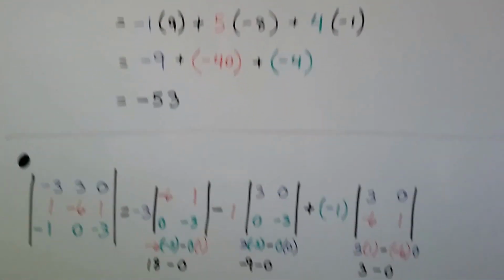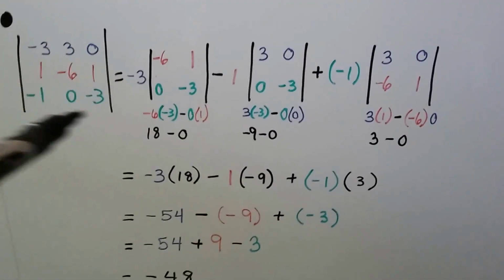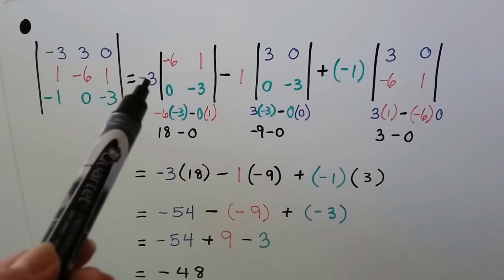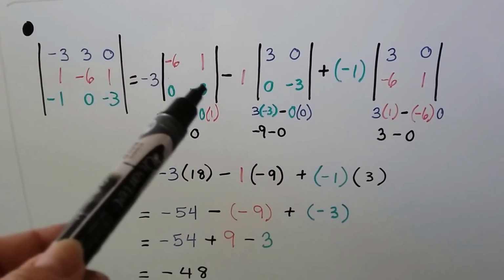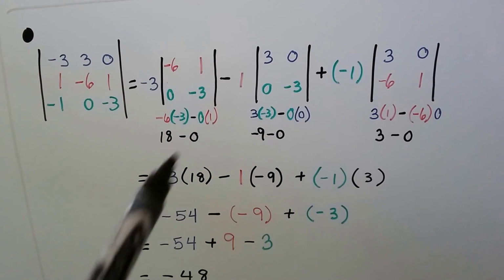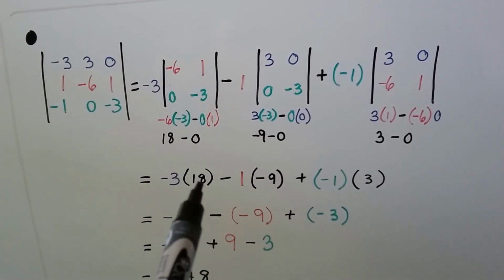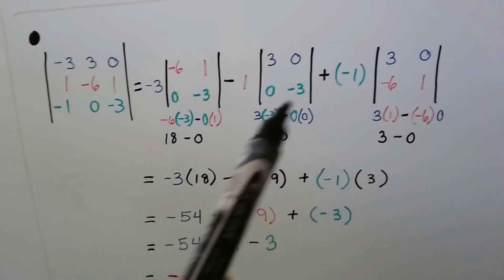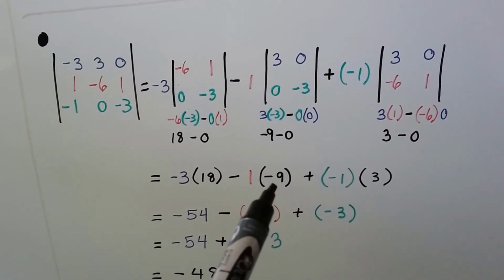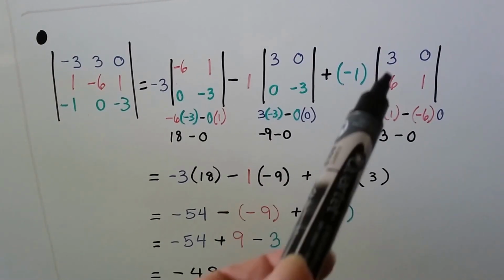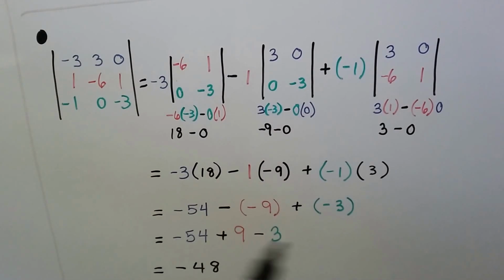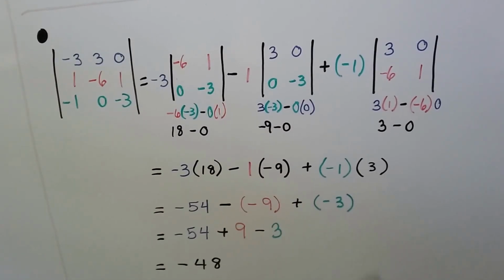All right, let's try another one, okay? Here's our 3 by 3 matrix. And we're going to start with this -3 up here. We're going to multiply this -6 to the -3. We're going to get an 18, and the 0 to the 1, we're going to get a 0. We subtract them and get 18. Then we're going to do 3 times -3, which is a -9, and 0 times 0, which is 0. That's going to give us a -9. Then we do the 3 times 1 and the -6 times 0. That gives us a 3 minus 0. So now this is what we have.